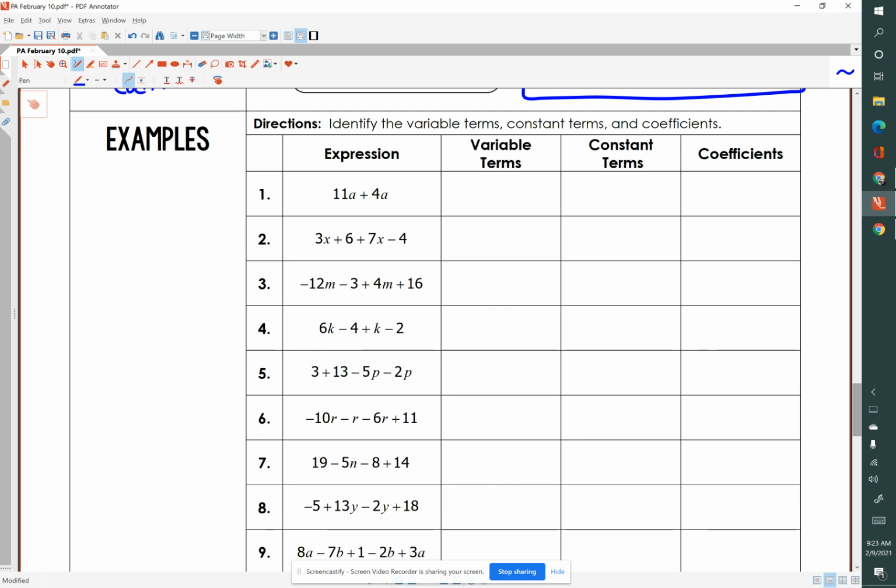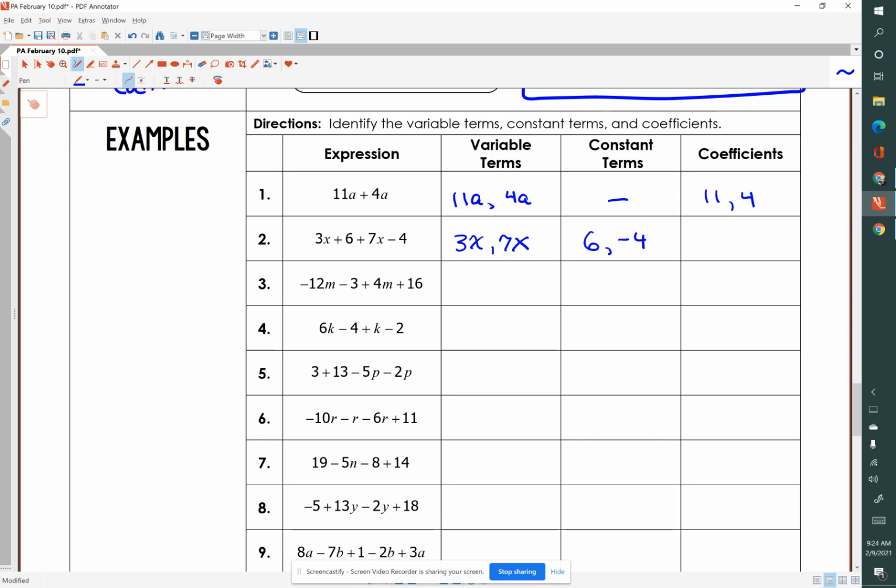So number 1, the expression is 11a plus 4a. The variable terms are 11a and 4a. I'm writing them with commas separating them. There are no constant terms, and the coefficients are 11 and 4. In the second expression, 3x plus 6 plus 7x minus 4, the variable terms are 3x and 7x. The constant terms are 6 and negative 4.